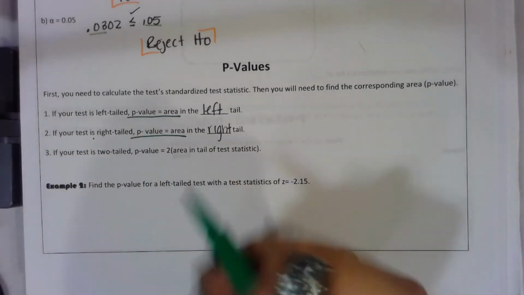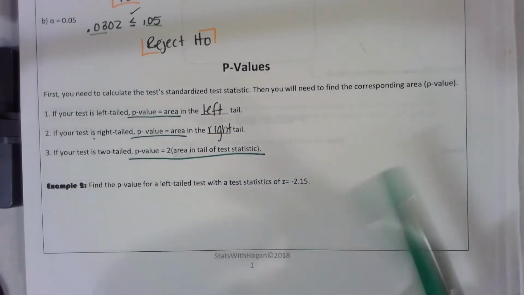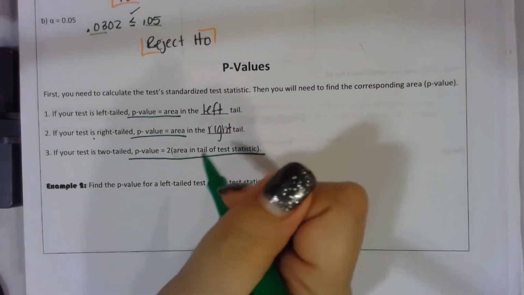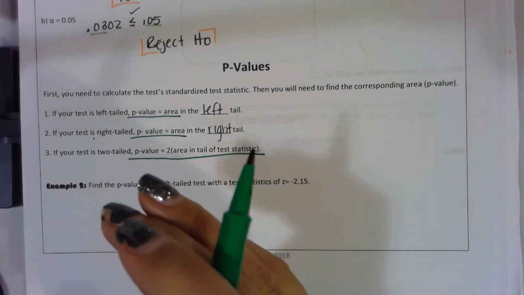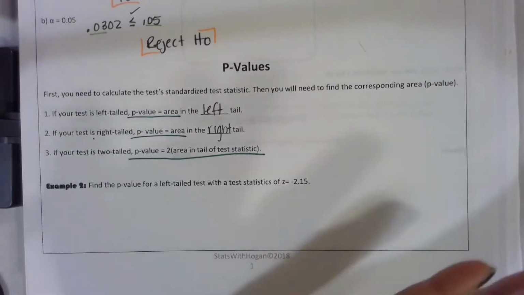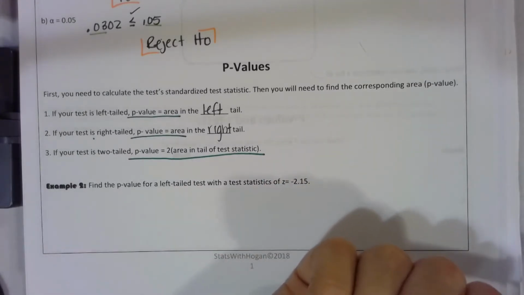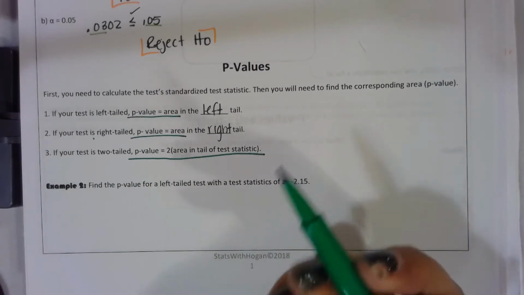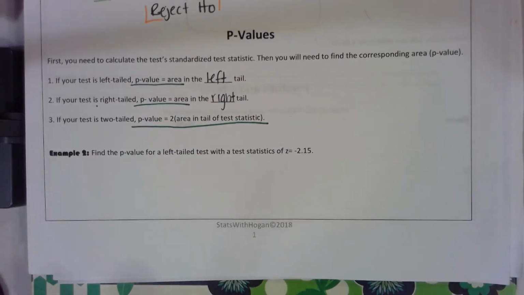So we'll actually have an example. This first example says, find the p-value for a left-tailed test with the test statistic of z equal to -2.15. So here is your z-score, -2.15. Drawing my standardized normal curve, I'm now going to plot z equal -2.15. So -2.15 is right about here.